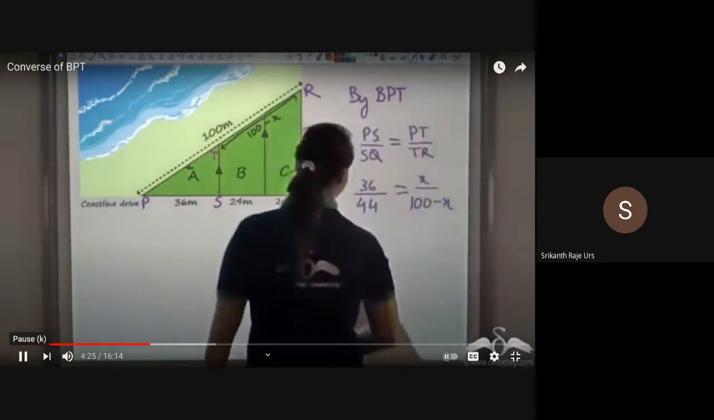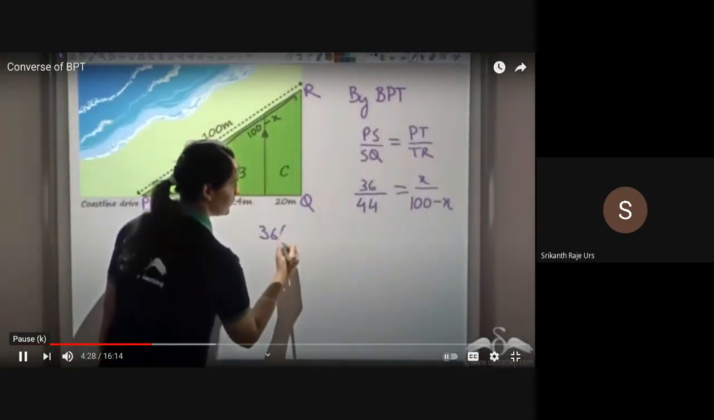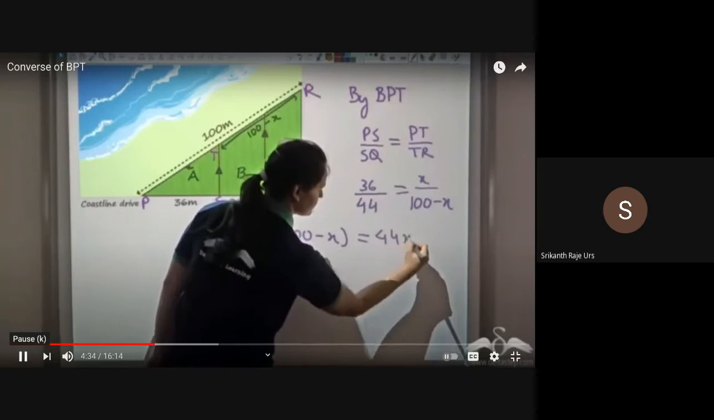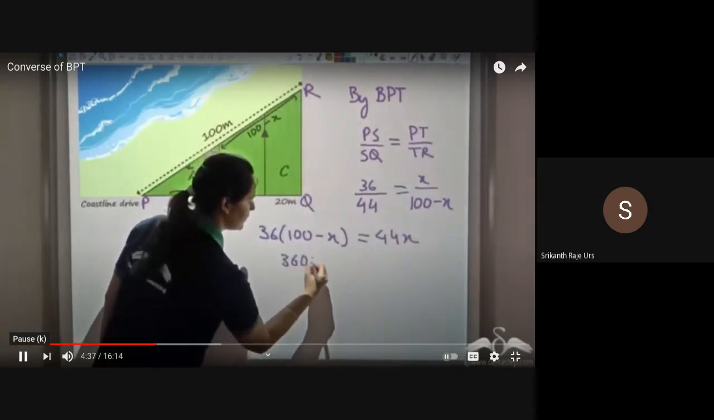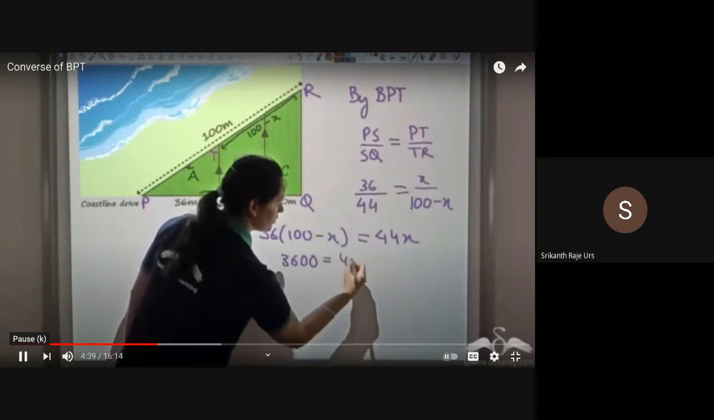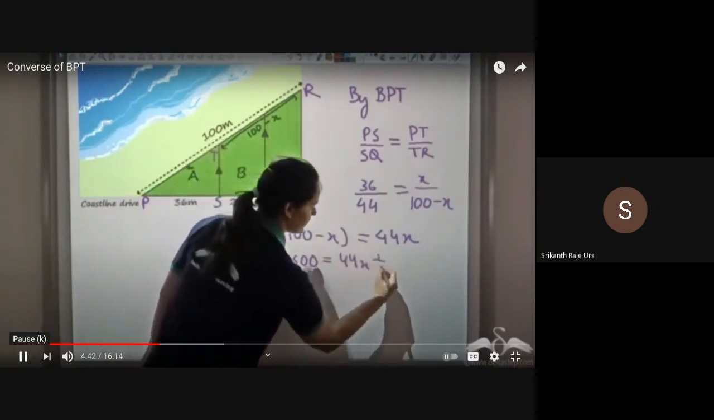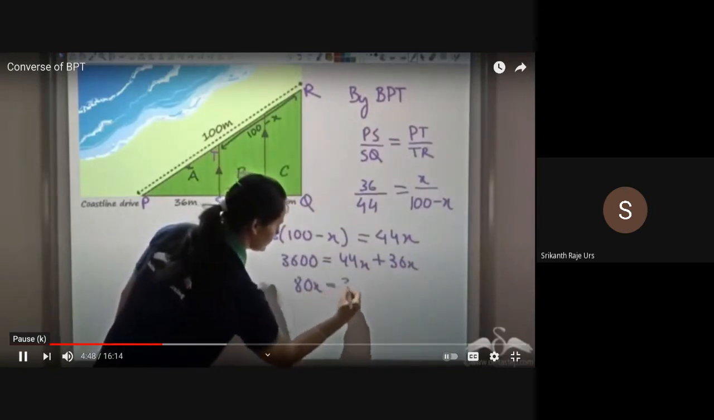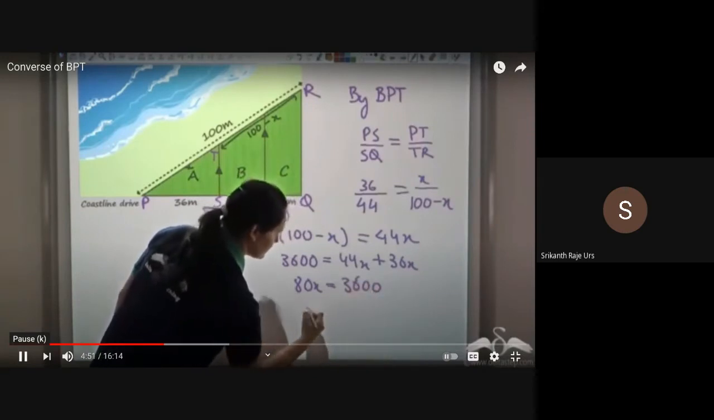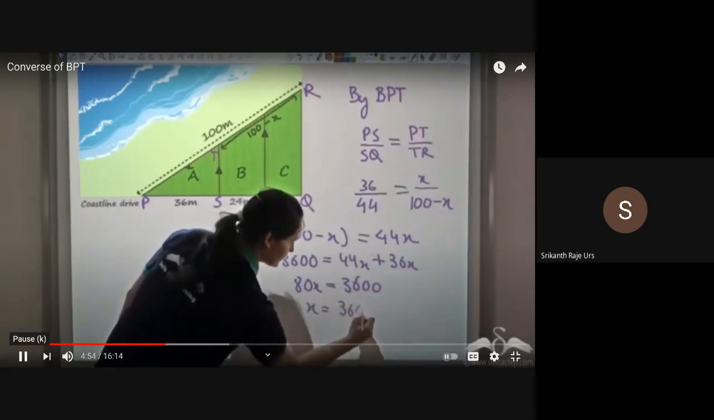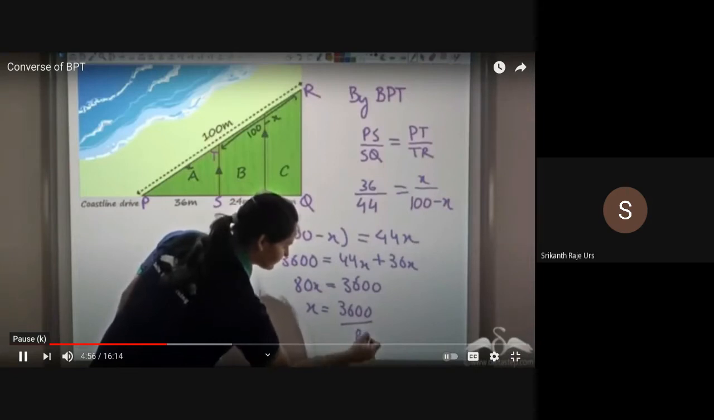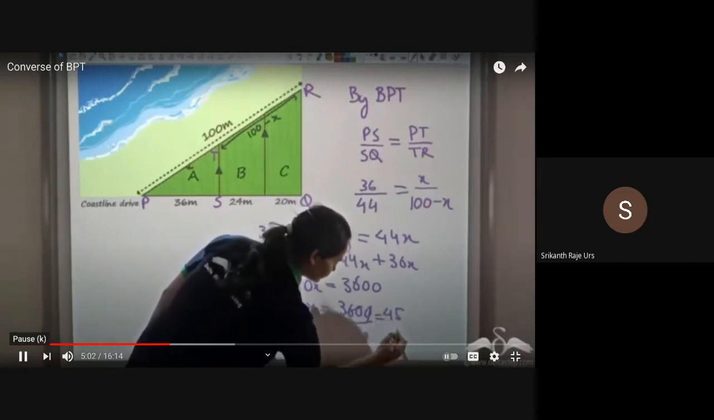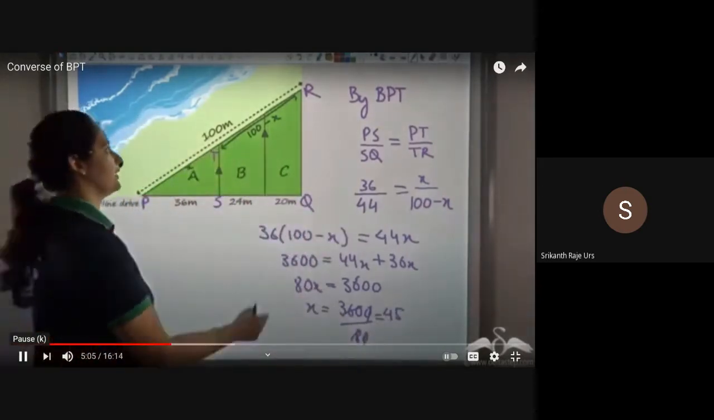Now solving this, what do I get? Cross multiplying, 36 into 100 minus X should be equal to 44X. Or I can say 3600 would be equal to 44X plus 36X. So I get 80X is equal to 3600. X would be 3600 divided by 80. So if you divide this, you would get 45. So X comes out to be 45.